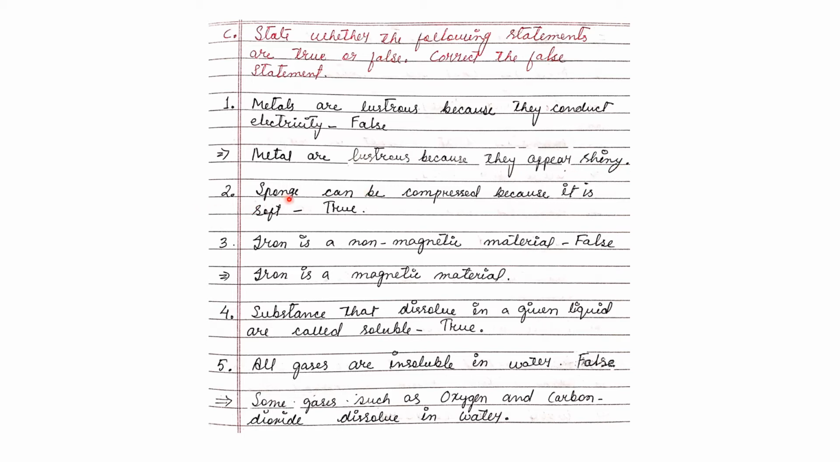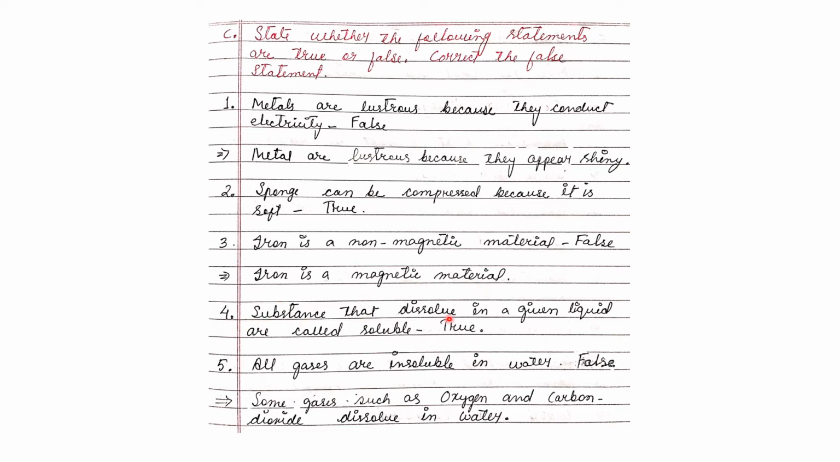The correct statement will be metals are lustrous because they appear shiny. And second one, sponge can be compressed because it is soft. This is true, so we do not need to change or correct the statement. Number 3, iron is a non-magnetic material. False. What will be the correct statement? The correct statement will be iron is a magnetic material.